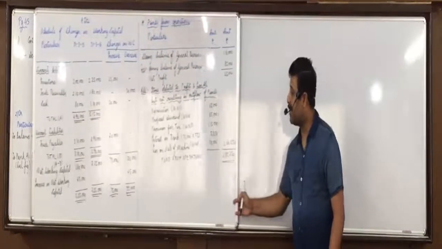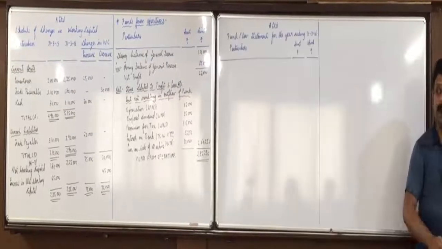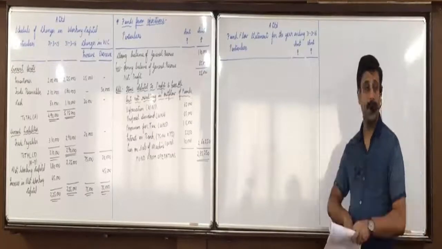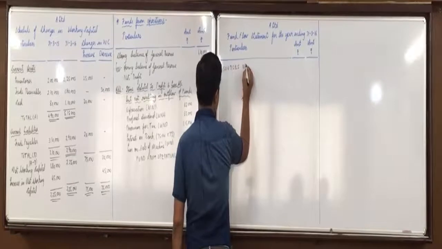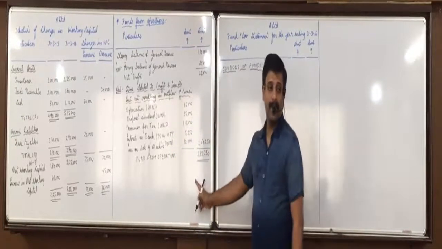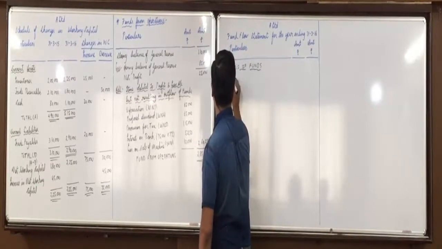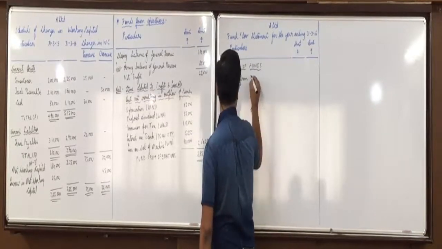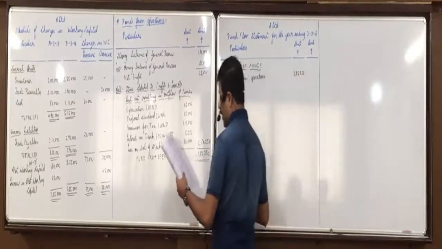And now lastly we have to make the fund flow statement. Fund flow statement for the year ending 31/3/16. Make the format, everyone. Very first we'll take sources of fund. Tell me all the sources. Very first we should always take fund from operations. Very first source of fund, if it is a loss, we should take it in uses. So fund from operations, 2,85,250.